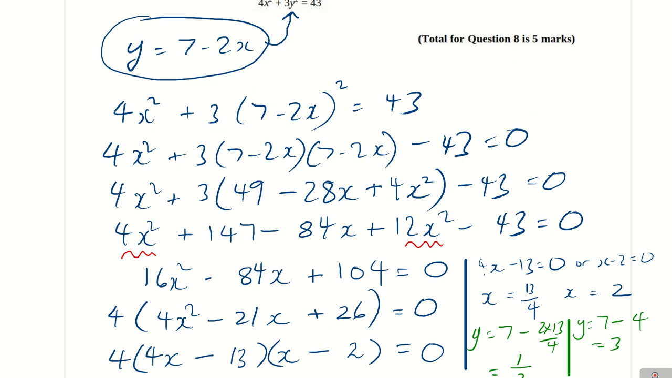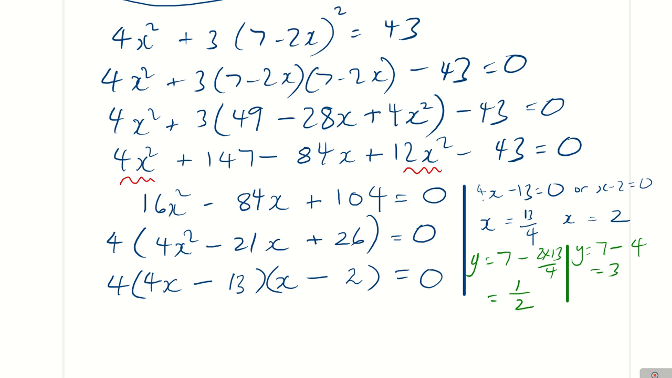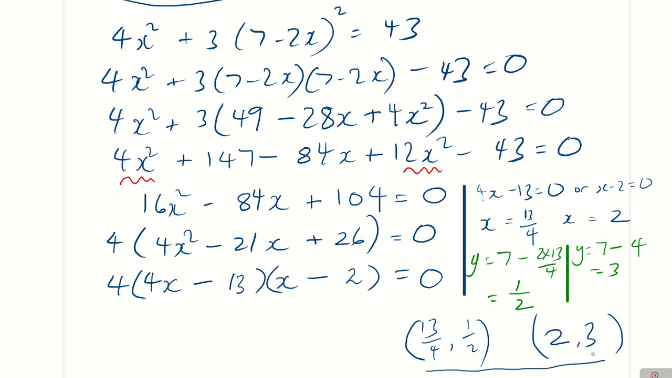Which means we've now got our final answer. One solution is x equals 13 over 4 and y equals a half, and the other solution is when x is 2 and y is equal to 3.